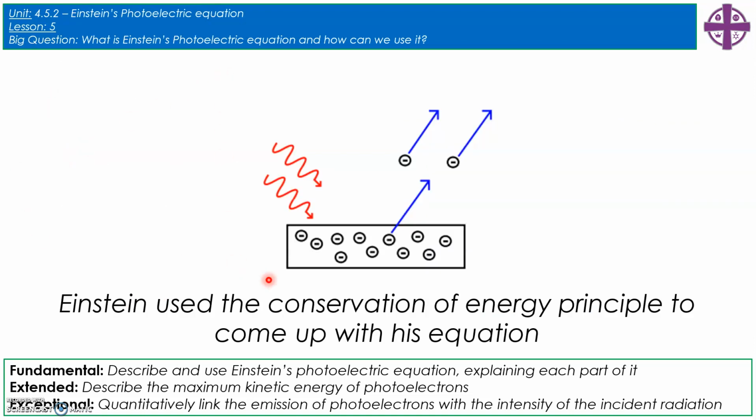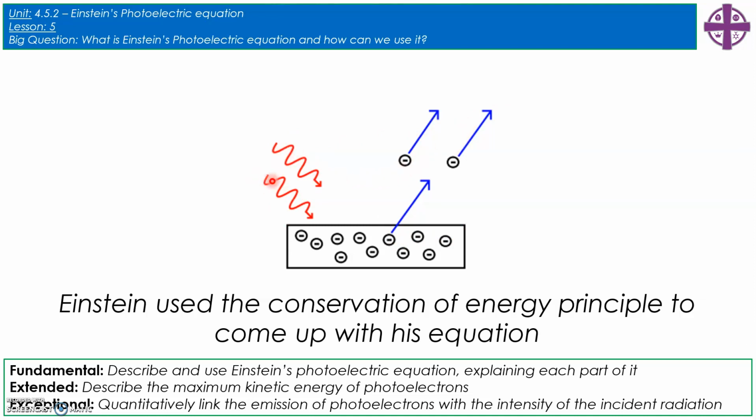From what Einstein saw experimentally, he used the conservation of energy principle to come up with his equation. So what he saw was that in his metal, he had lots of delocalized electrons. He shone some photons, some light, of different frequency at this bit of metal, and sometimes electrons were emitted, sometimes they weren't. When the photons were very high frequency, he saw electrons being emitted, and as he increased the frequency, the electrons had more kinetic energy, they moved more quickly.